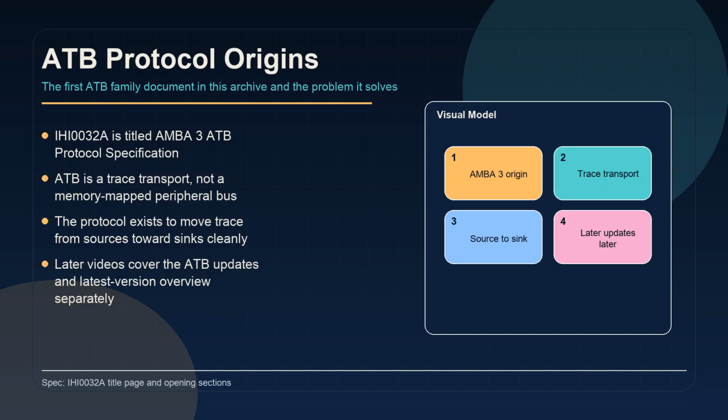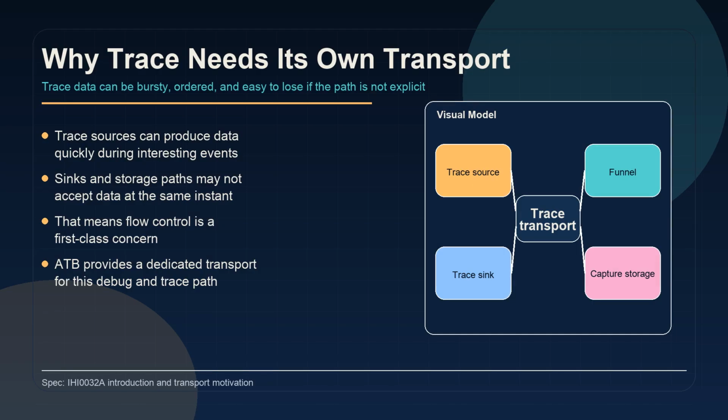Today we're going to be looking at the origins of the ATB protocol family. ATB is not a memory bus and not a simple control register bus. It exists to move trace information from sources towards sinks in a controlled way. Trace needs its own transport because trace producers and trace consumers are rarely perfectly matched. A source may suddenly emit useful debug data, while the downstream path may need to absorb it carefully.